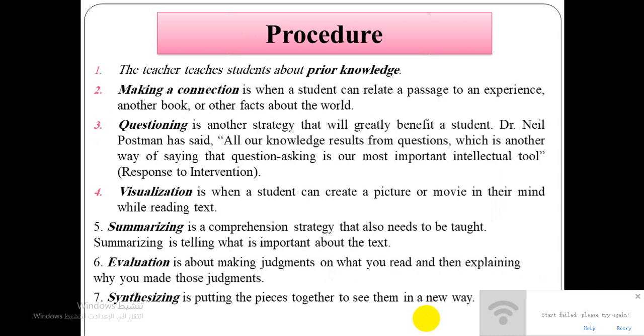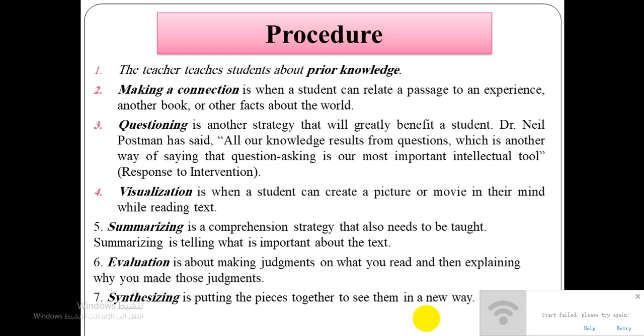The students or readers decode each word in a text and automatically comprehend the meaning of the words as they do with their everyday spoken language. There are specific comprehension strategies that some teachers are now using in the classroom. The first procedure of this method is that the teacher teaches students about prior knowledge.